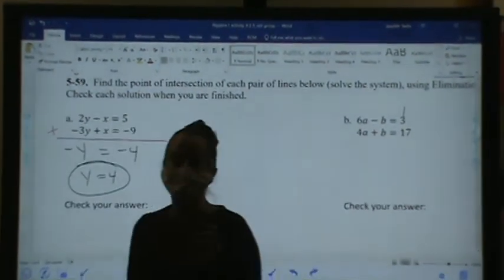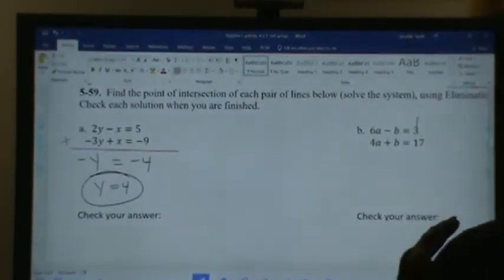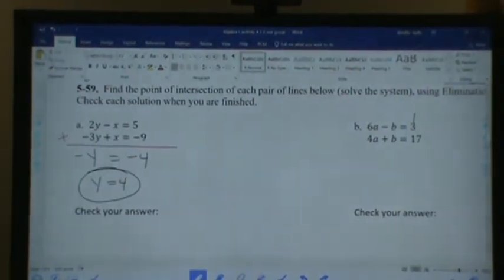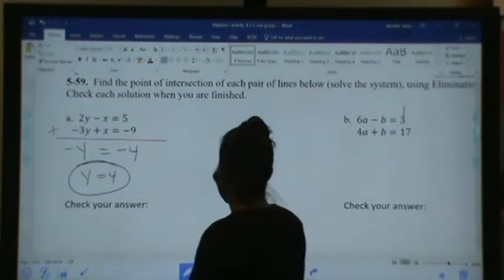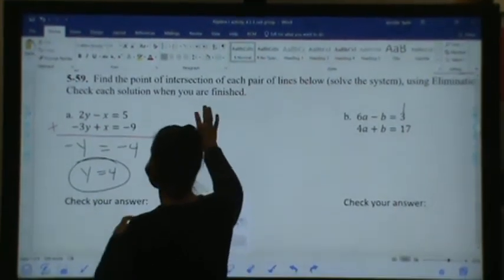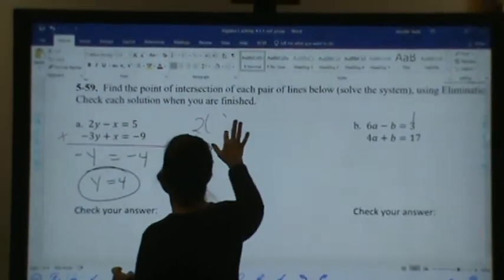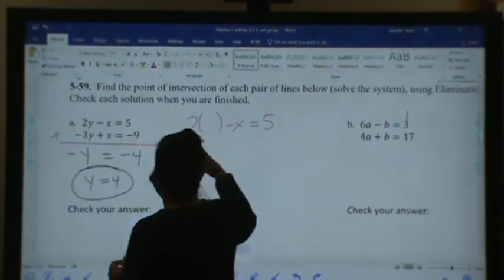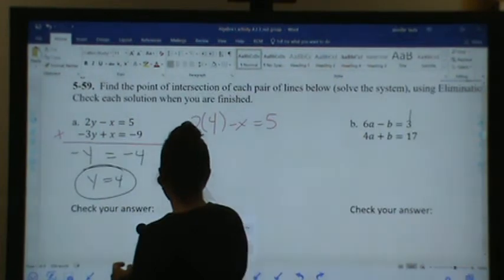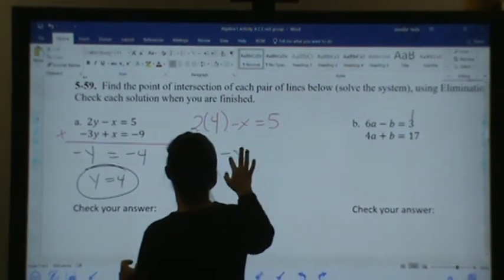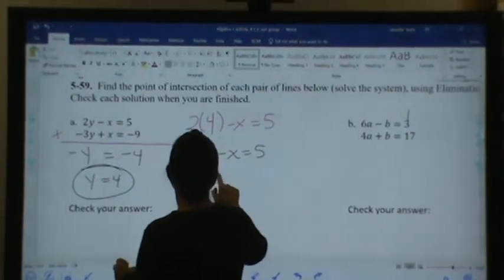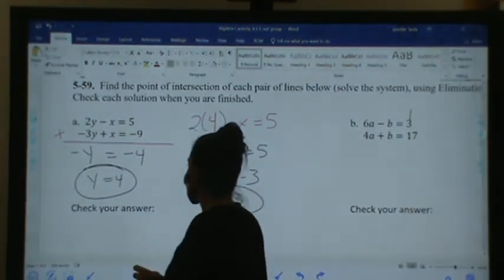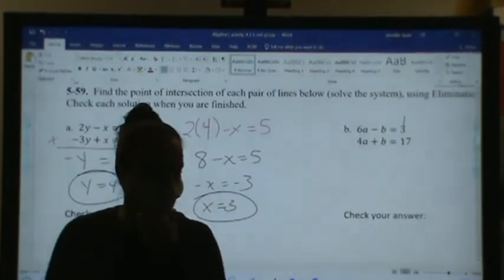Now I will tell you, the one drawback to this method is having to go back and find the other variable. It's not as easy, it's not as nice. But you can still do it. You're just going to go back and do 2 times y minus x equals 5. We already know that y is 4. So I get 8 minus x equals 5. I get negative x equals negative 3, so x equals 3. So your coordinate point is going to be 3, 4.